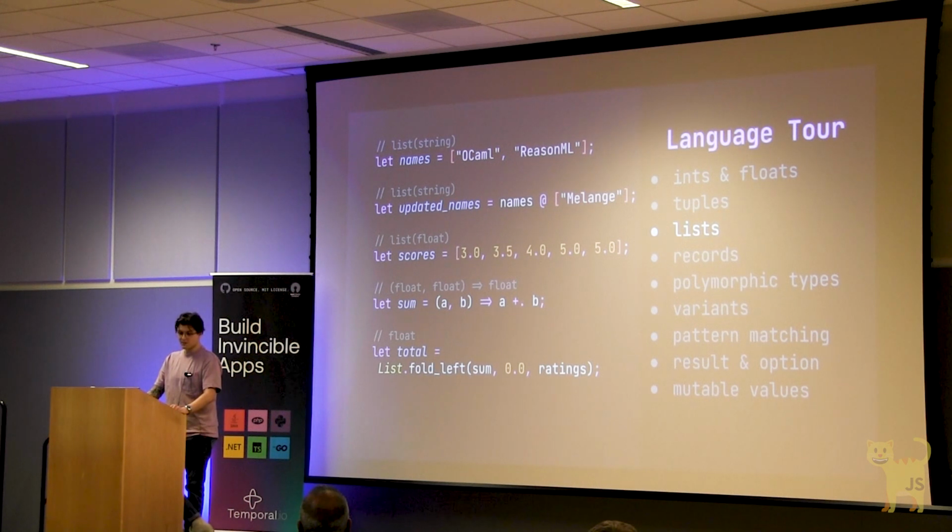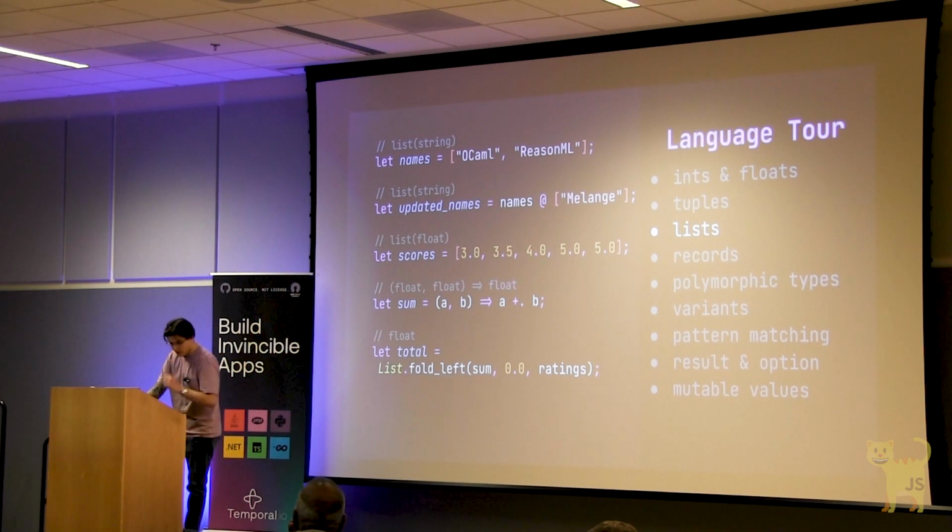The type of the sum function is a function that takes two floats and returns a float. Basically, the way that the type system can figure this out is the plus dot operator, right? We already covered that plus dot can only operate on floats. Therefore, A and B must always be floats.